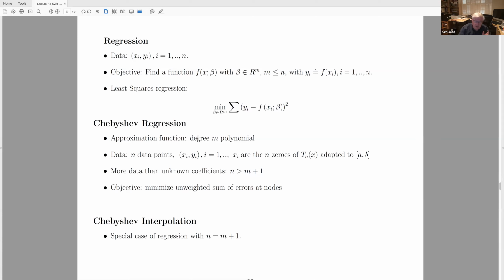Now, Chebyshev regression is where you want to come up with a degree m polynomial. You pick n data points, where N, of course, has to be bigger than m plus 1, that are the n zeros of the degree n Chebyshev polynomial adapted to coefficients a, b. And then you minimize the unweighted sum of errors at those nodes, those zero points.